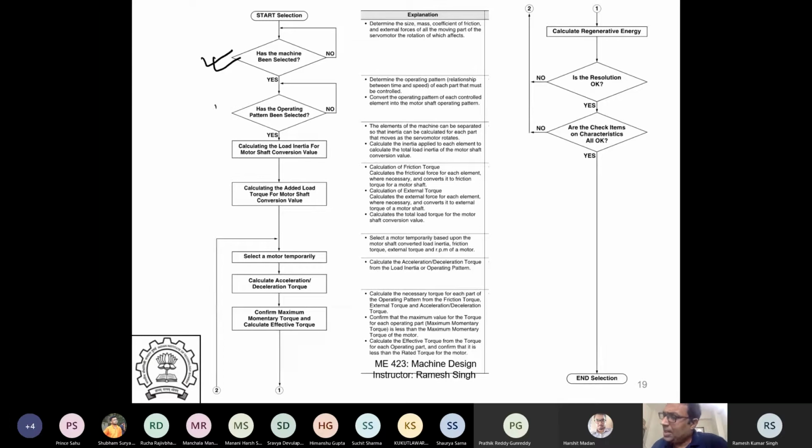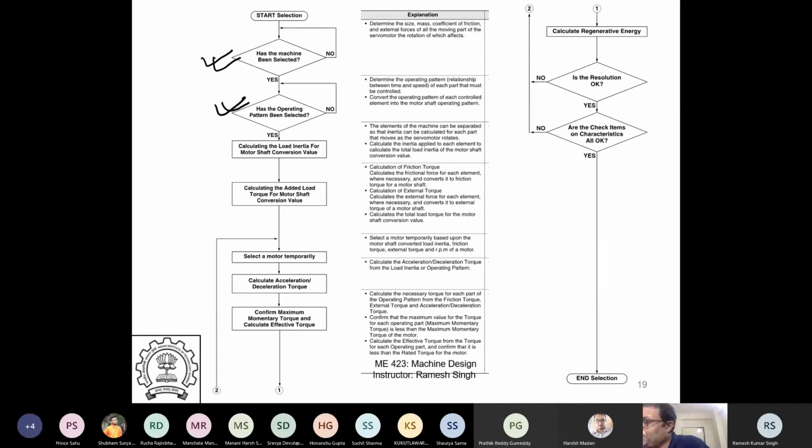So basically, I'll just read it out for you. Machine means the size, mass, coefficient of friction, and external forces of the moving parts of the servo motor rotation. So basically you need to know the size, the mass, the coefficient of friction, and the external forces of all the moving parts. That's what the machine selection means. These basically constitute what my machine will look like.